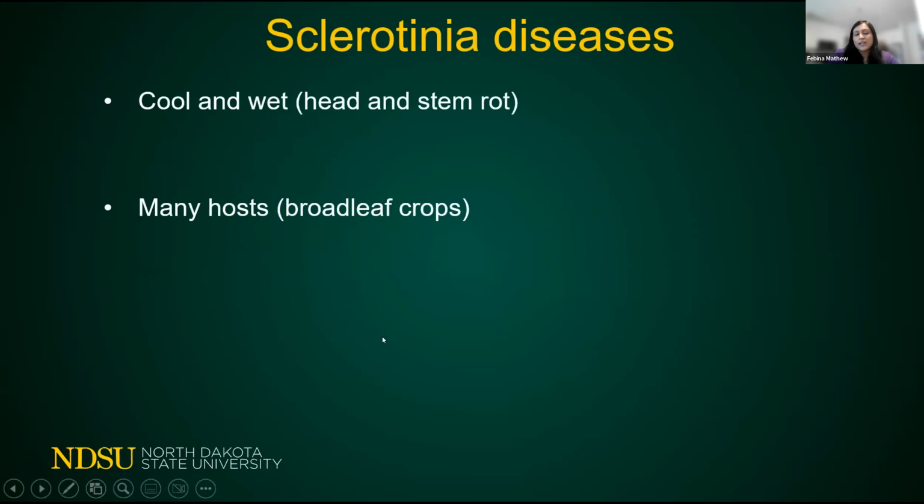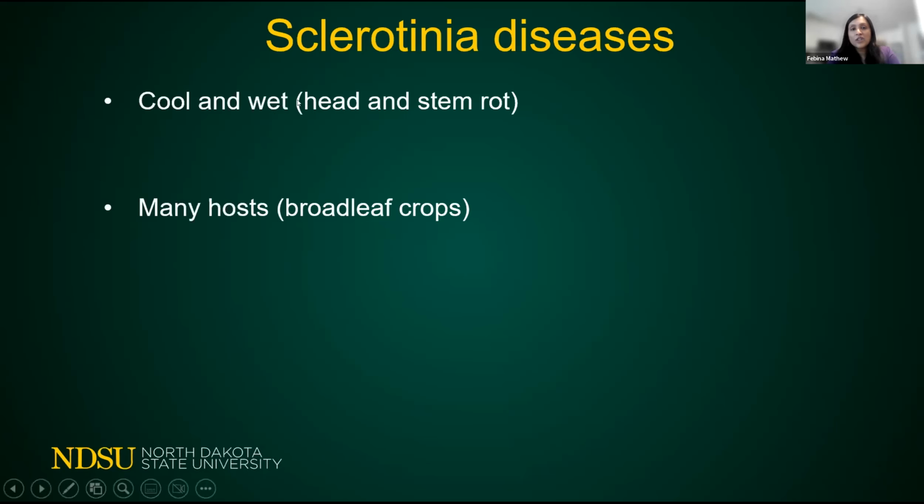Sclerotinia diseases, in the years I've spent in South Dakota, have been a problem in isolated fields, I must say, and I have seen them on both soybean and sunflowers. It does not infect wheat or corn, but besides infecting broadleaf crops like soybean and sunflowers, it can also infect broadleaf weeds, so they tend to be a problem once we know that the farm has a history of Sclerotinia from the past.